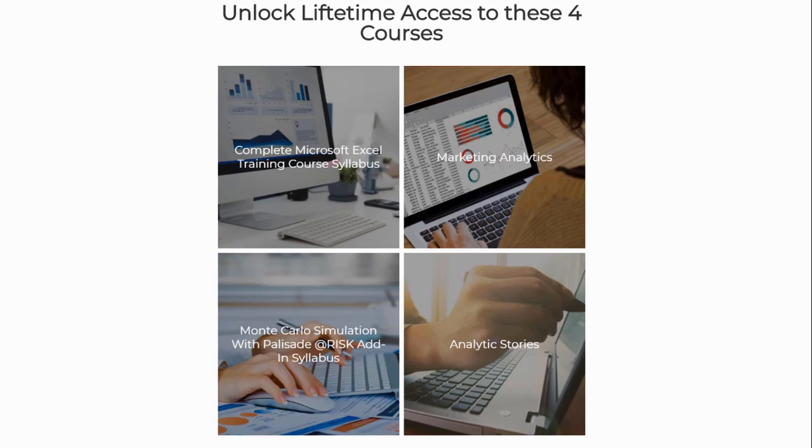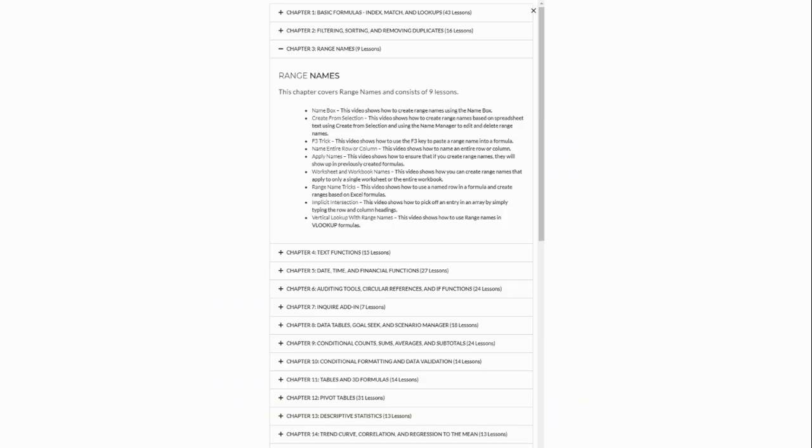And then the Monte Carlo simulation with Palisades, that is a very advanced course, and you would need @RISK. You get the course, but you would need the @RISK add-in to be able to follow along to that. I mean, you could still, of course, watch the videos. It's just to follow along, you need to purchase the add-in. It is not included in the course. But again, if you click on any of the syllabi there, you would see something like this. And then if you click the plus sign on any of the chapters, you would see every video that is included inside of that.